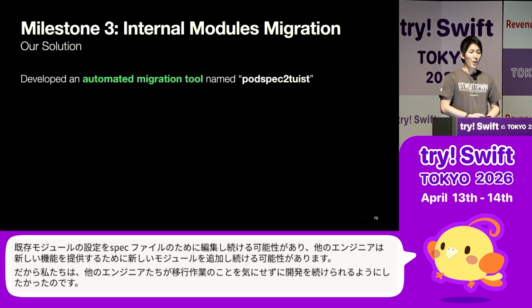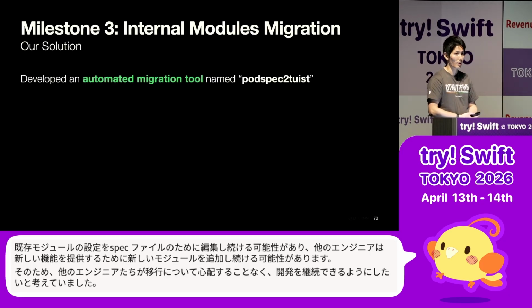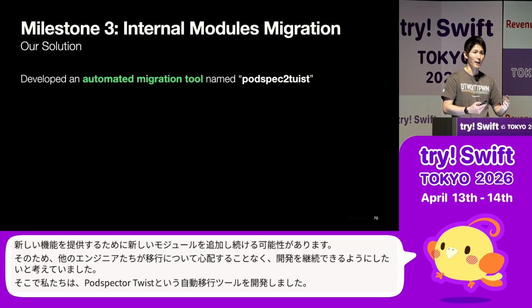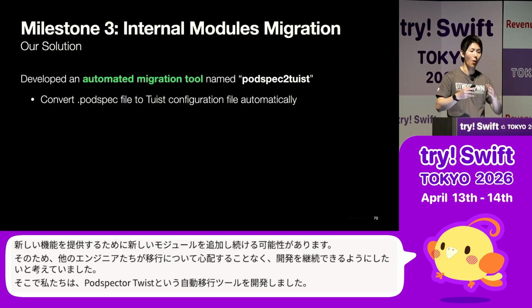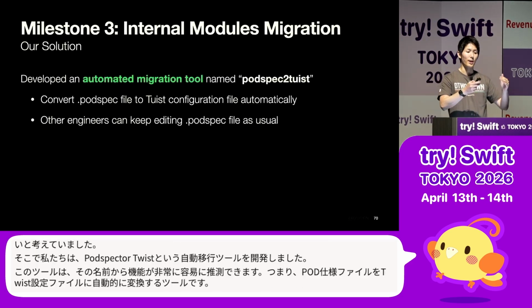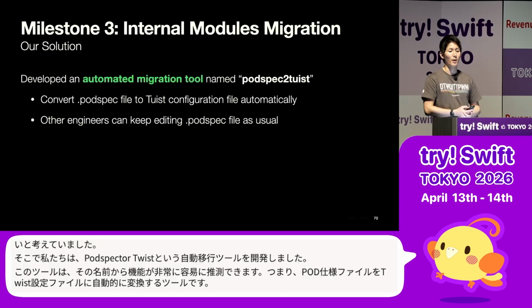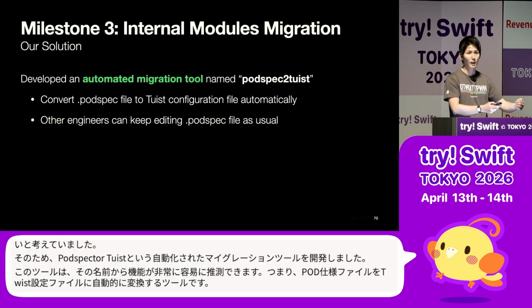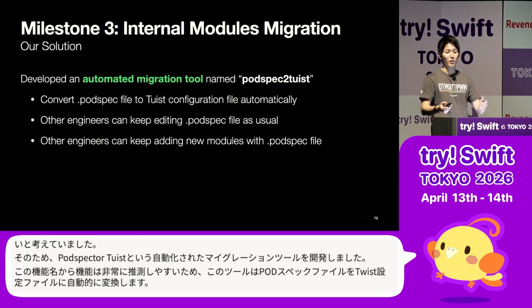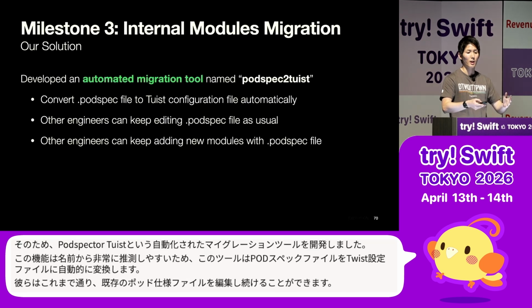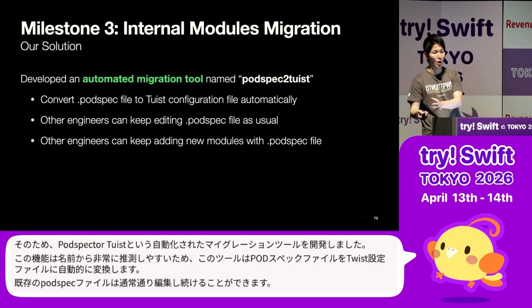So we developed an automated migration tool named podspec to Tuist. The functionality is very easy to guess from this name. This tool converts podspec files to Tuist configuration files automatically. So thanks to this, other engineers can keep editing the existing podspec files as usual. Also, they keep adding new modules with podspec files. And this newly added podspec file is also automatically converted to the Tuist version of the configuration file.